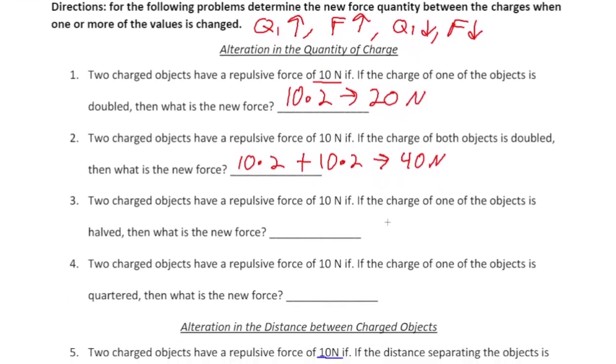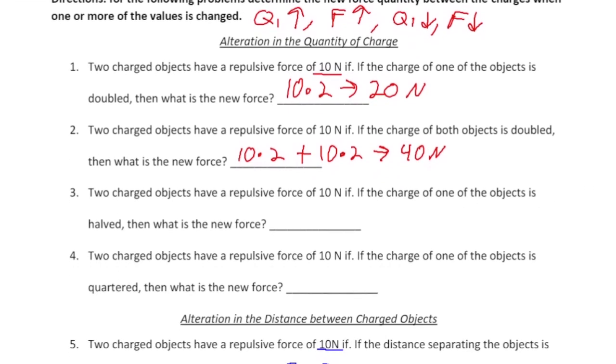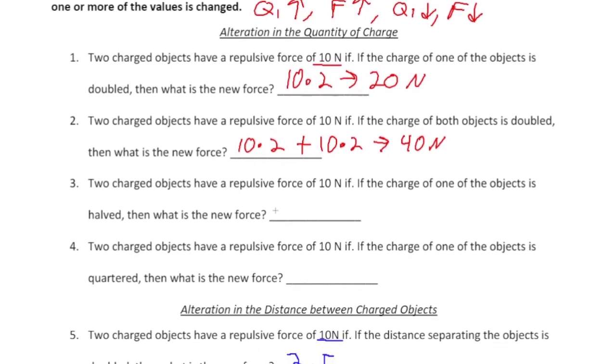Two charged objects have a repulsive force of 10 newtons. If the charge of one of the objects is halved, what's going to happen? Well, whatever we do to one of our charges, we're going to do to our force. So we cut our charge in half, we're going to cut our force in half. So now our force is going to be 5 newtons.